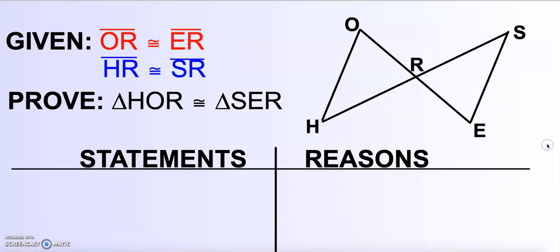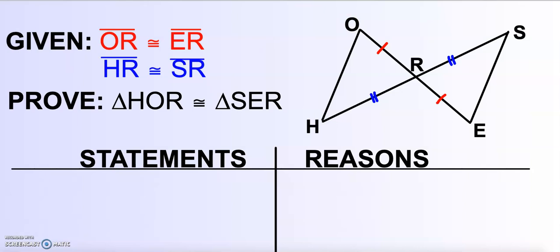Okay, welcome back. So when we get started on this proof, like most of our other proofs, I like to go in and mark my givens in the picture. So my first given, this red one, I know segment OR is congruent or equal to segment ER. So I'll mark those as being equal. And I know segment HR is congruent or equal to segment SR. And that's it. That's all I have for my givens.